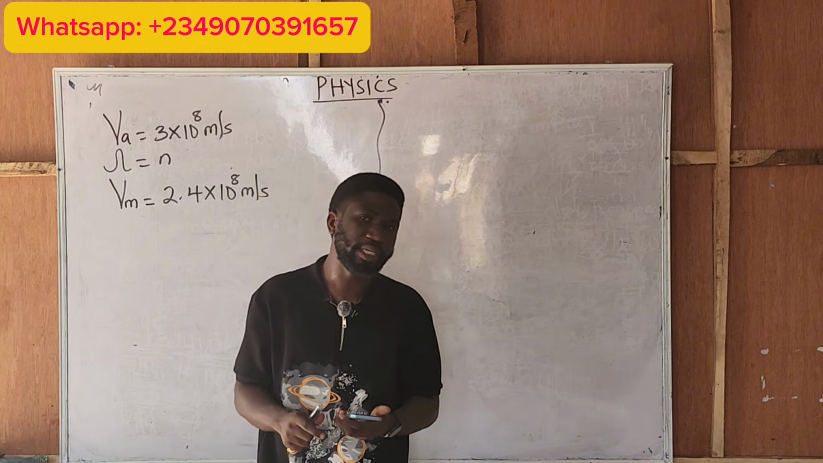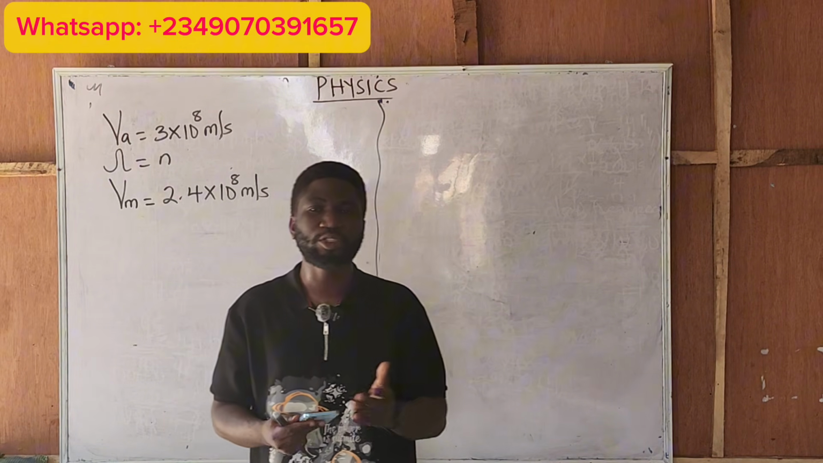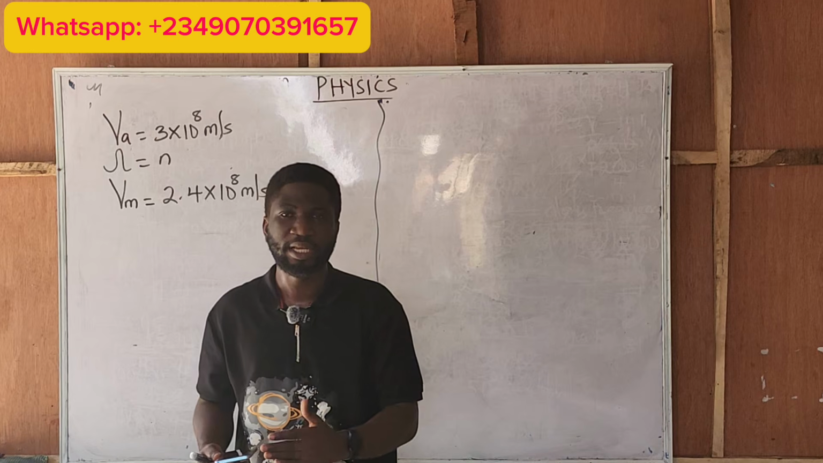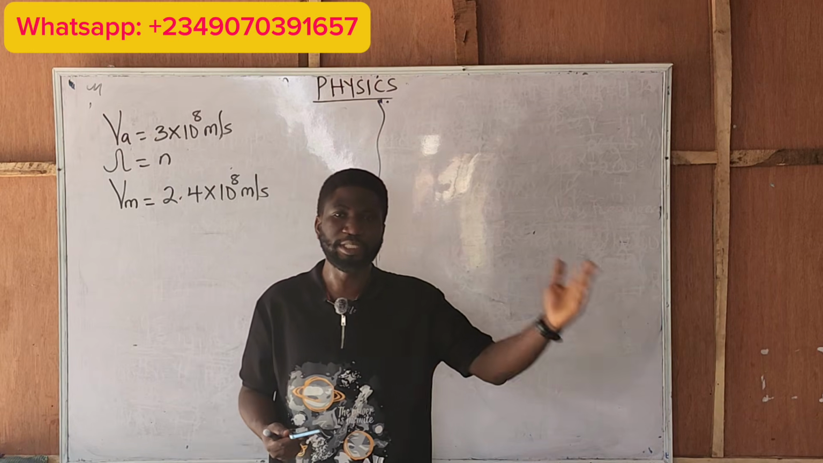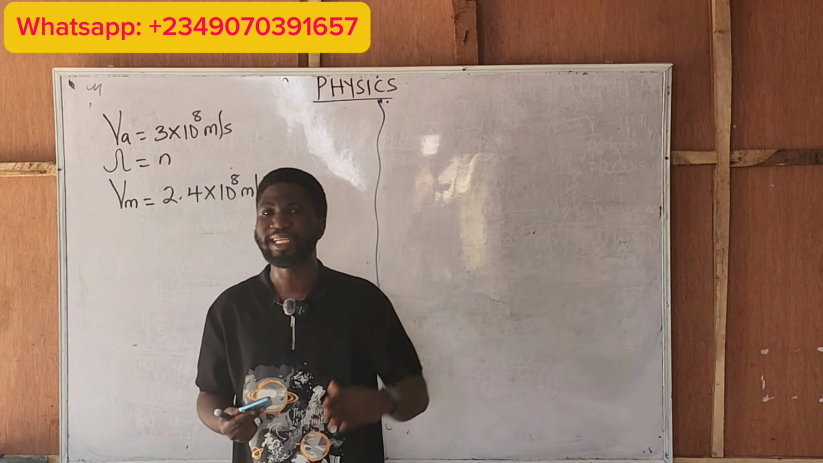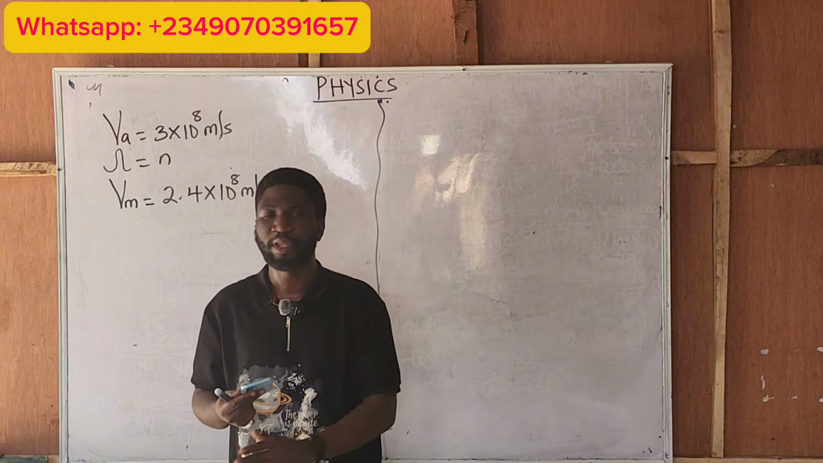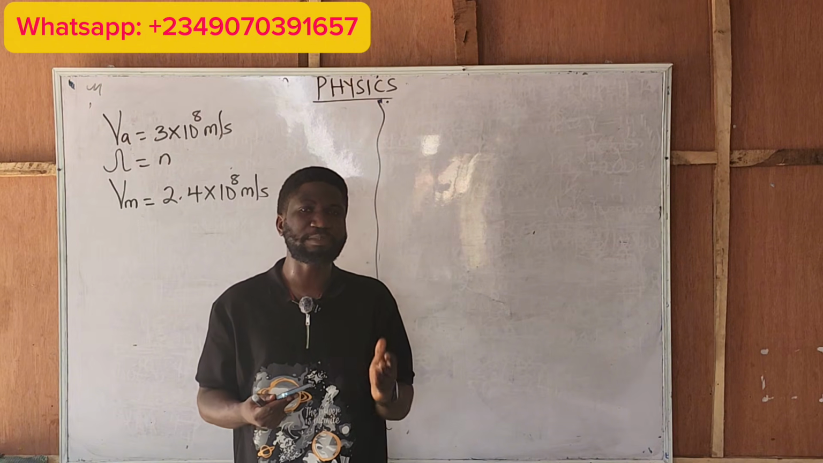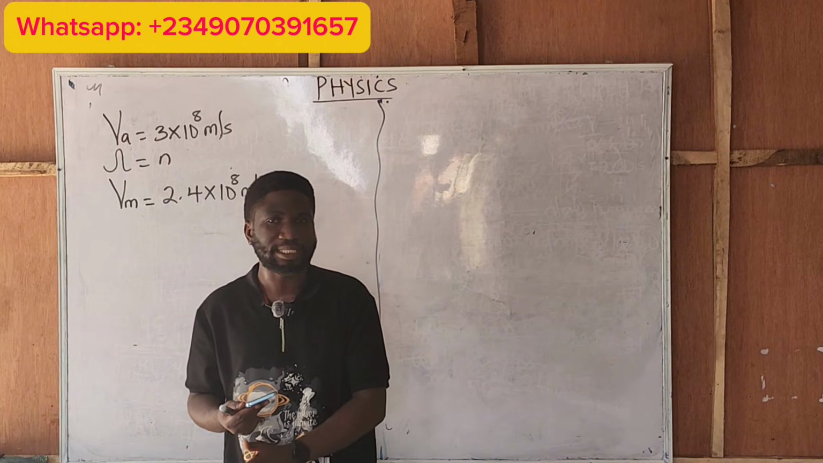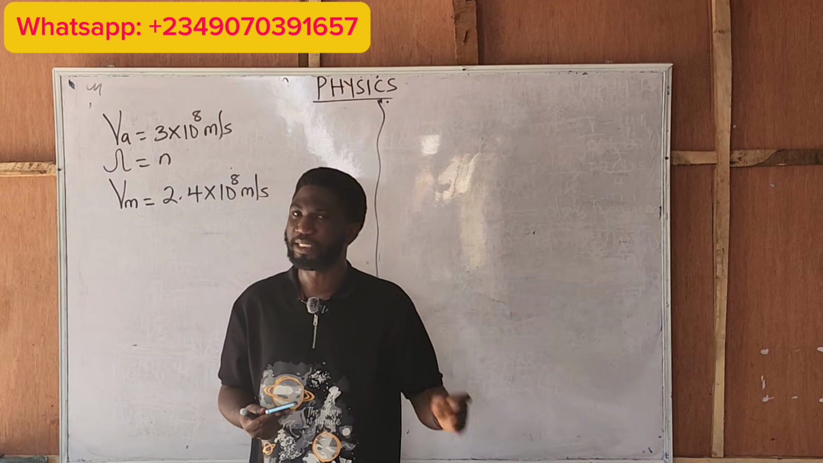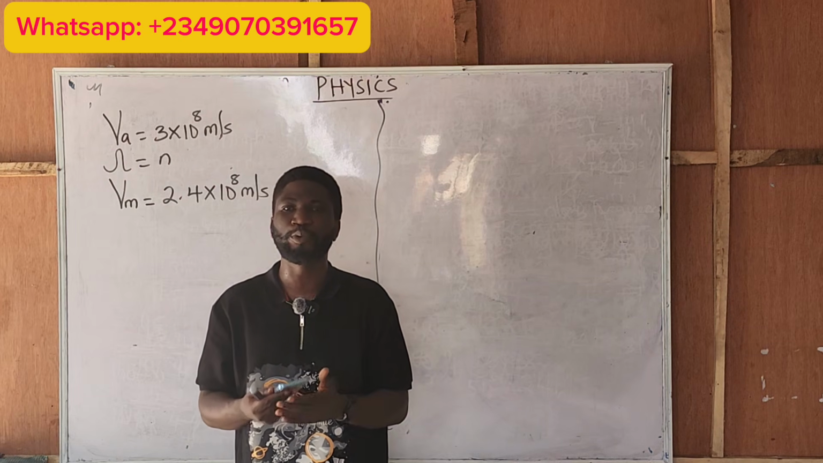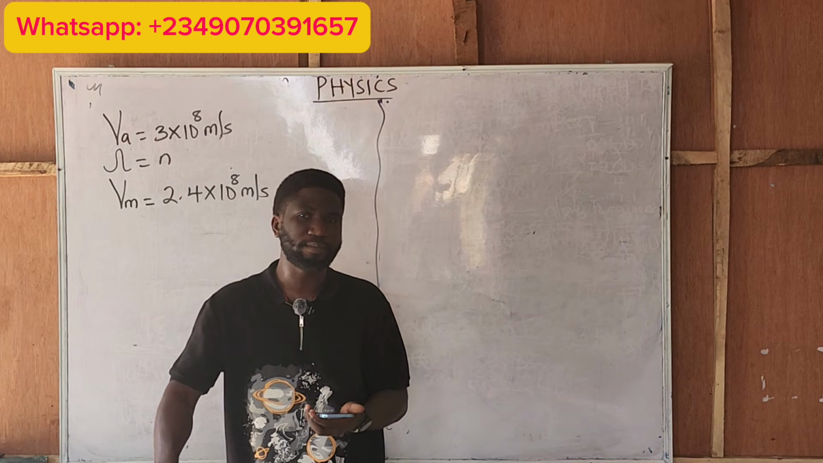Let me repeat myself again. When you have light traveling from one medium to another, let's say it is moving from a less dense medium to a dense medium, or from a dense medium to a less dense medium, there's going to be changes in the speed of the light as well as the wavelength, but they are going to possess the same frequency.